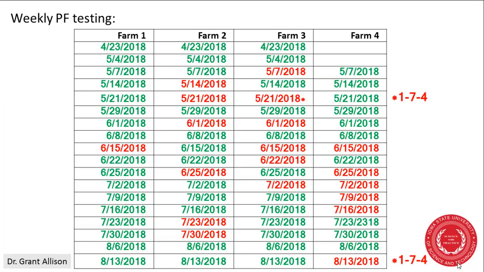Here's some more data for you from Dr. Allison. 4 farms, same thing here, showing that you have 7, 8 weeks of negative followed by a positive, and more examples of 3, 4, 5 weeks of negative followed by a positive. Being able to sequence those viruses, the conclusion is that, to the best of our knowledge, it's the same virus that has been circulating in those herds.